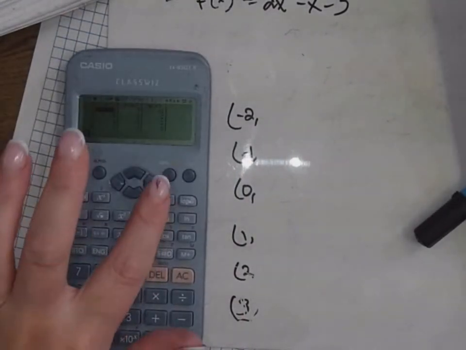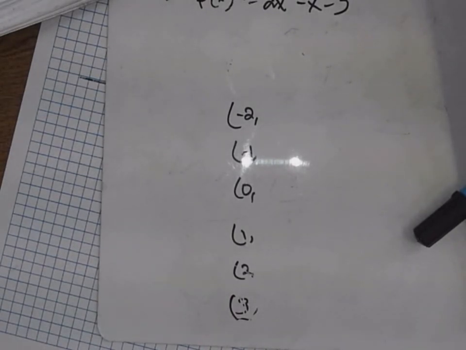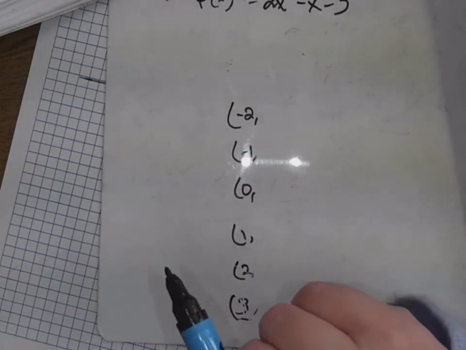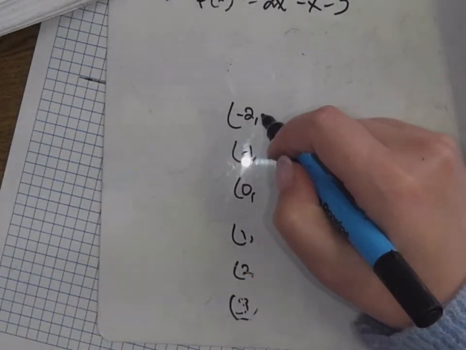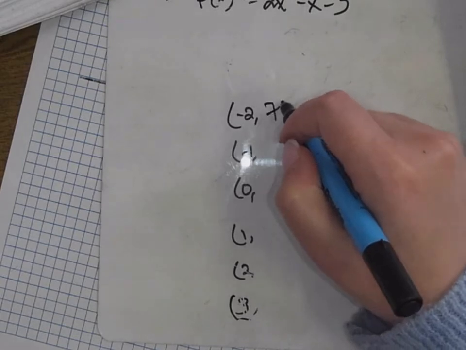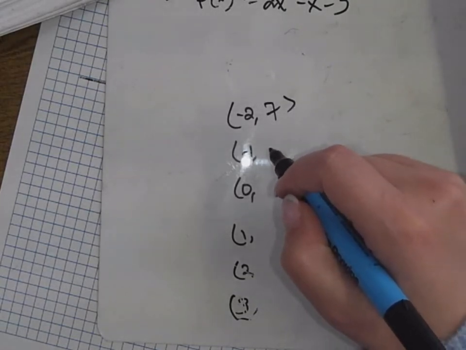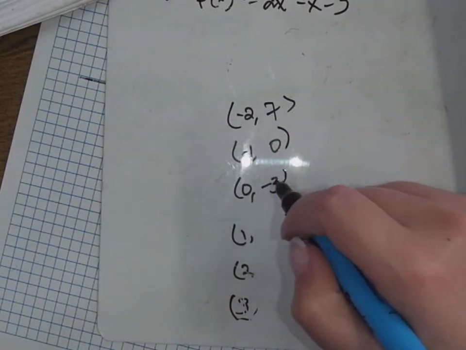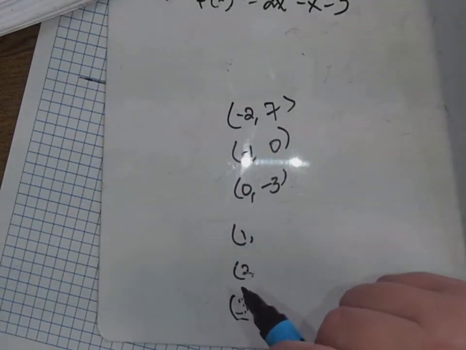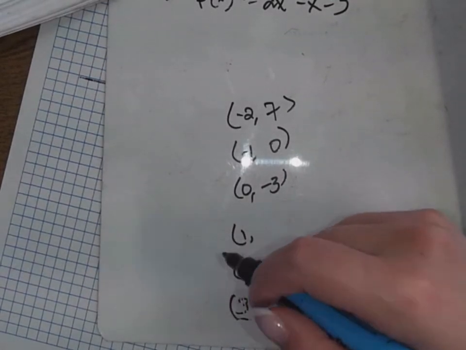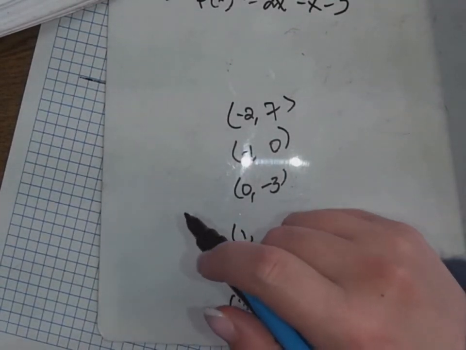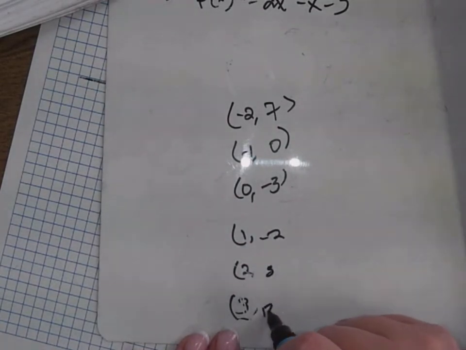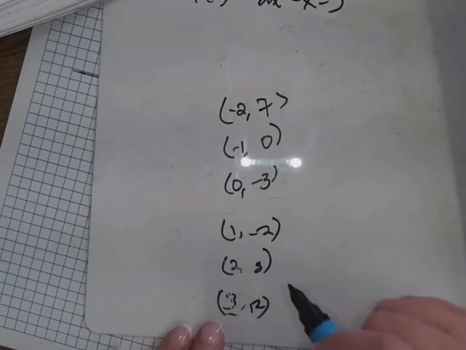I'm after doing something really strange. I know, I did it wrong. These are the points I have, but I could have typed something wrong. -2, 7? Yeah. -1, 0, 0, -3. You all agree with me, because I got carried away there. Go on, tell me, 1, -2, 2, 3 and 3, 12. Yeah, thank you. Okay, so there are your points.